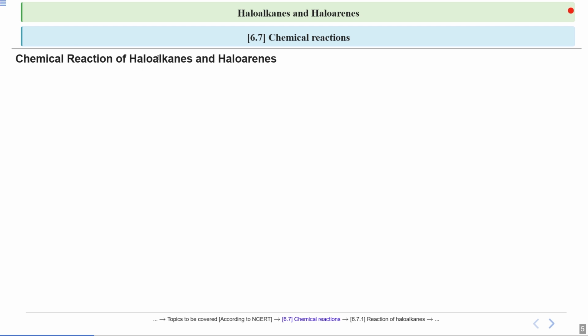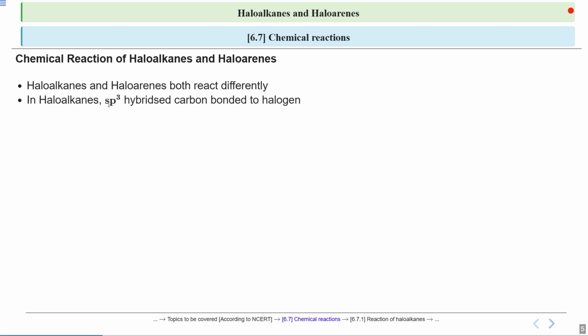The chemical reactions of haloalkanes and haloarenes. Haloalkanes and haloarenes both react differently because they are different molecules, right? Haloalkanes you can also say alkyl halide, and haloarenes you can also say aryl halide. Haloarene includes the benzene ring, aromatic ring along with the halogen bonded with it, and haloalkanes include the alkyl group bonding with the halogen. They both react differently.